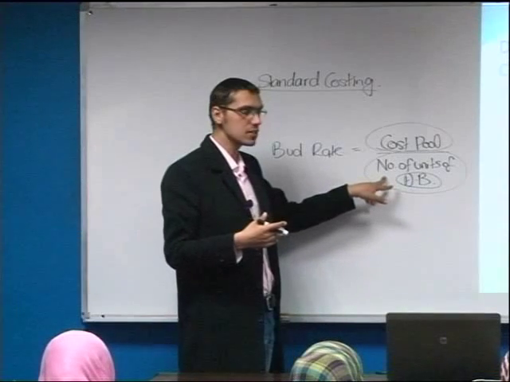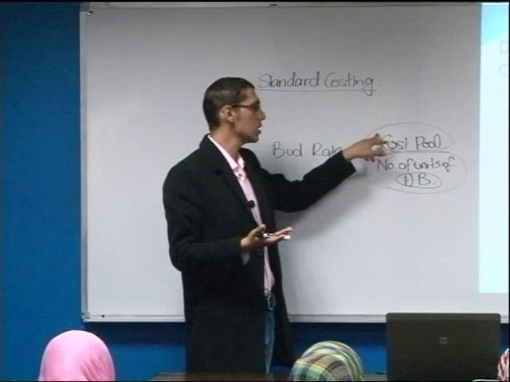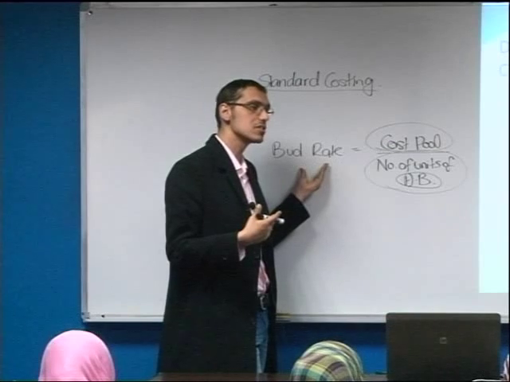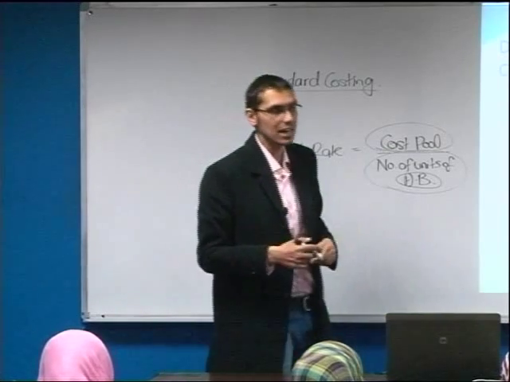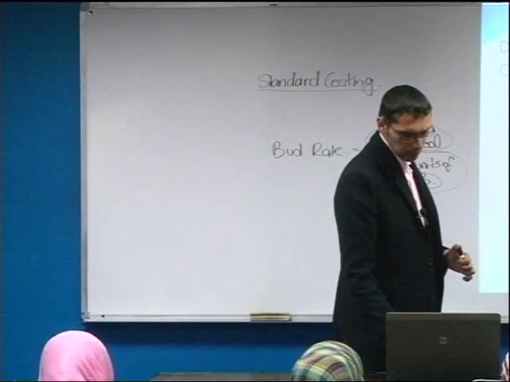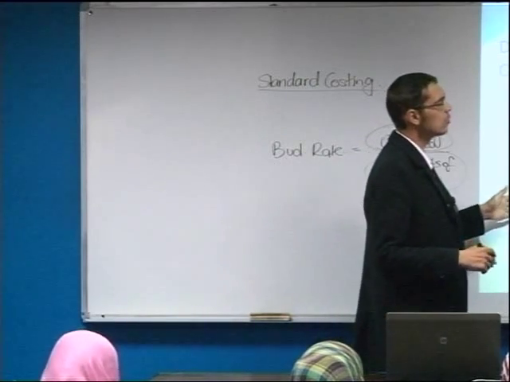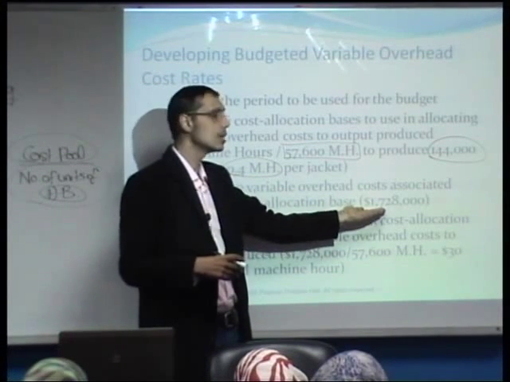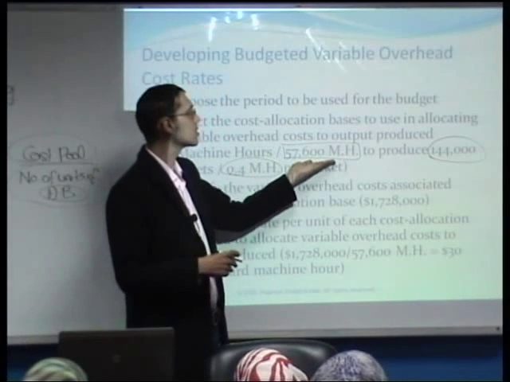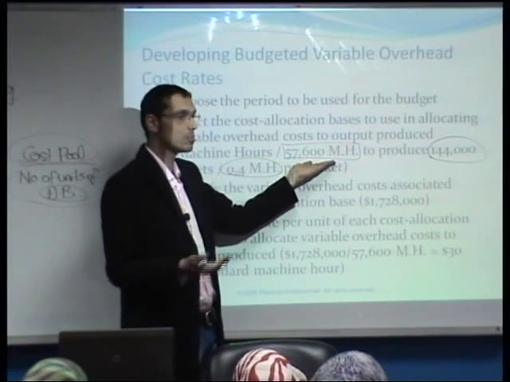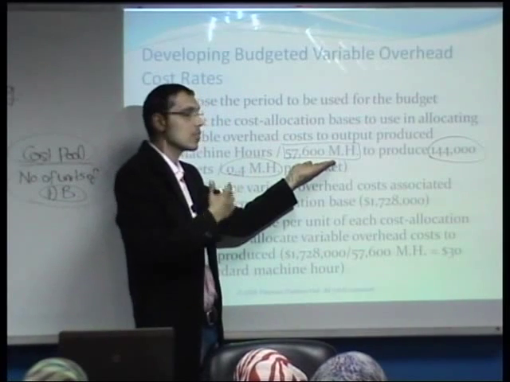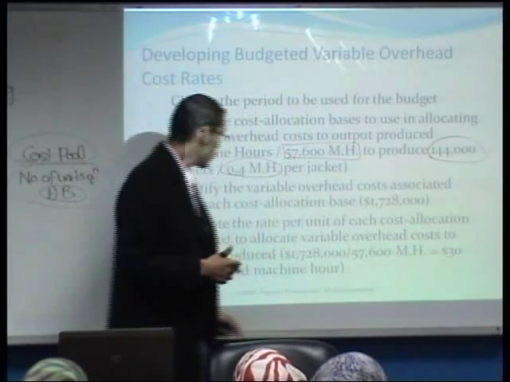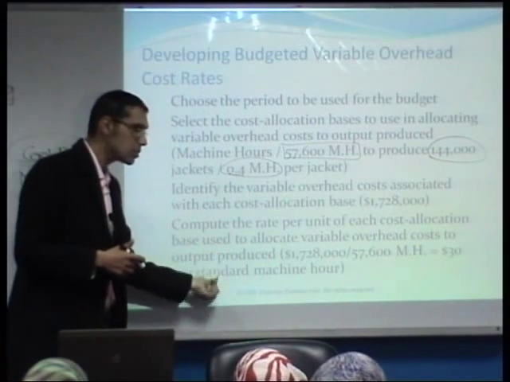If I have determined this amount, the denominator, and then determined the numerator, we can now calculate the budgeted or standard rate for the variable manufacturing overhead. In computing the rate, we need to divide the cost pool, $1,728,000, by the total number of units of the allocation base, which in this case is the machine hours, 57,600. Therefore, the rate would be $30 per standard machine hour.